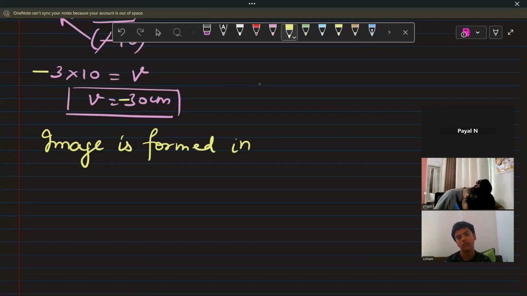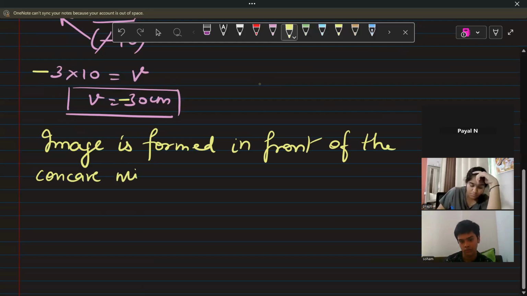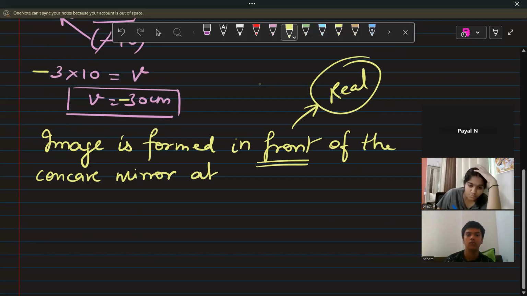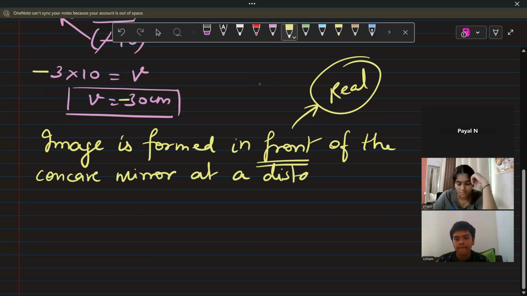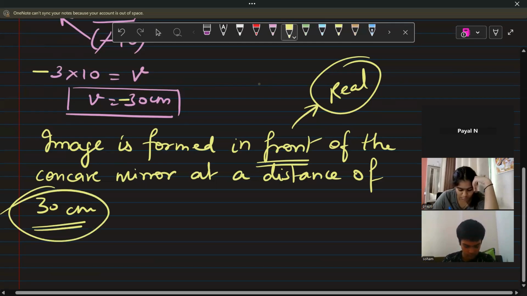Now, since it's a concave mirror, the image is formed in front of the concave mirror. Why in front of? वो उन्होंने ही दिया है ना, कि रियल है, जिससे फ्रंट ऑफ में ही फॉर्म होगी, at a distance of 30 centimeter. Don't write down your -30. सेंटेंस में यहाँ पर -30 नहीं लिखना है, +30 लिखो.